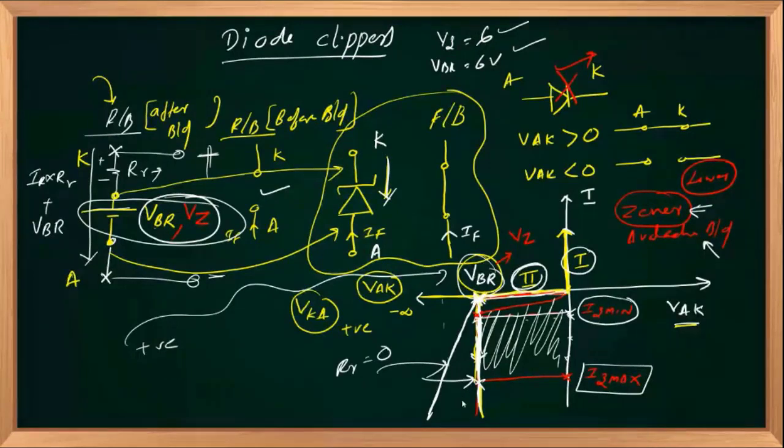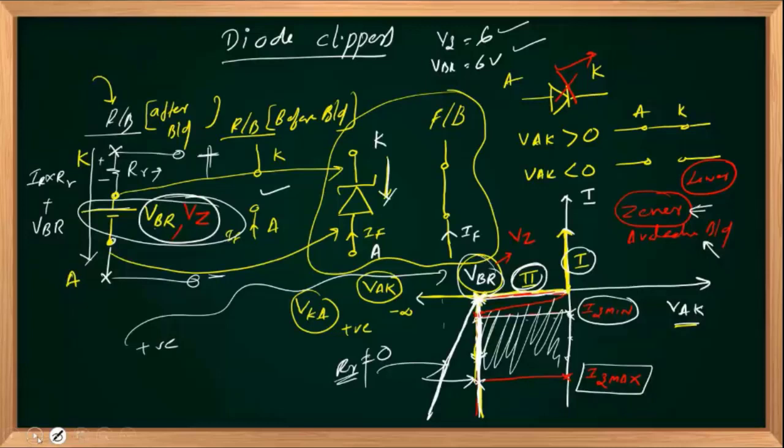Right? So this is a sharp curve. This will depend on the RR value, RR not equal to 0. Right? These are the things required to identify the properties of a Zener diode in diode clipper circuits.